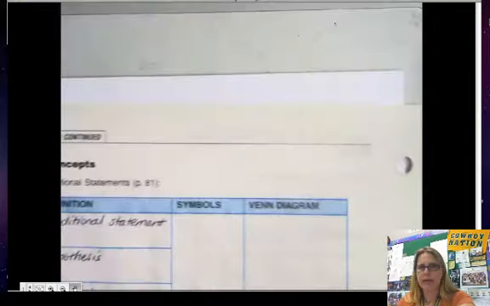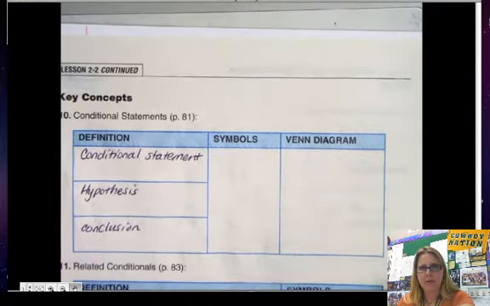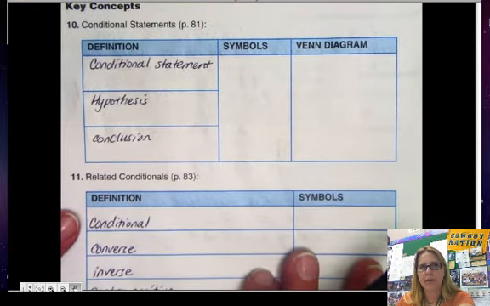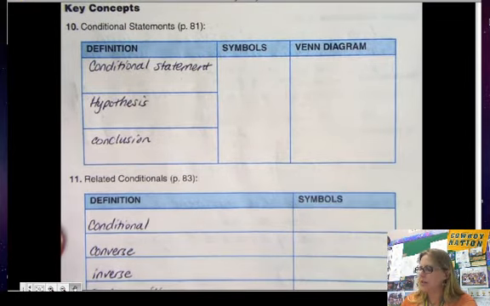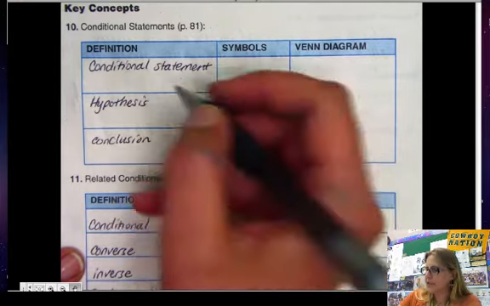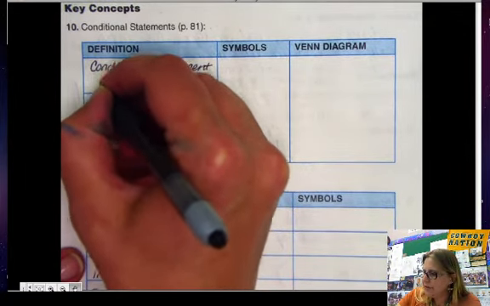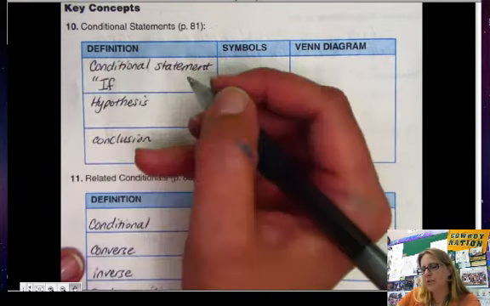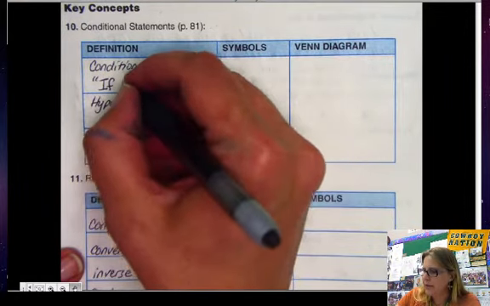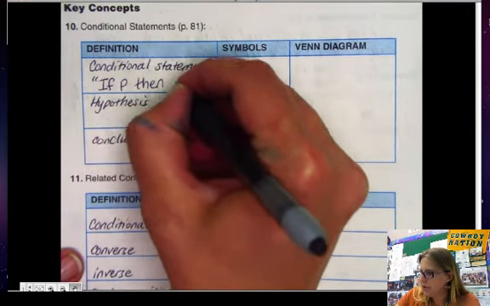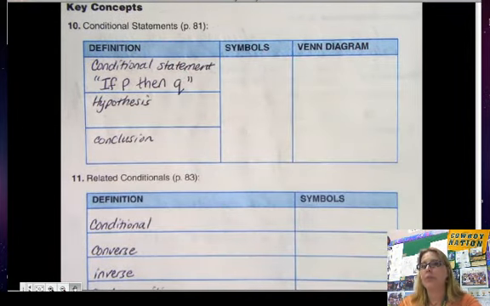We are on conditional statement. So here we have conditional statements. And our symbols are, so a conditional statement would be, for example, if anything, and usually we say the lower letter P, then Q. Now this P and Q can be anything.